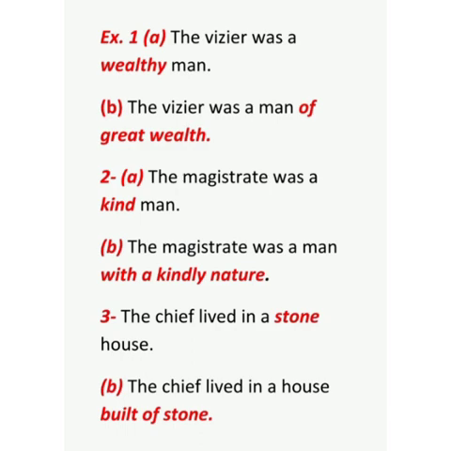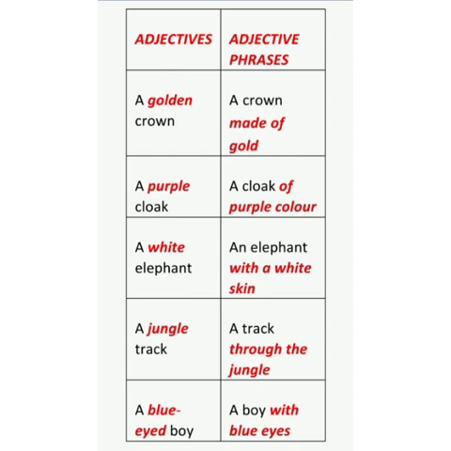Students, I would like to present a table. With the help of that table you can understand properly adjective and adjective phrases: a golden crown, and the next one, a crown made of gold; a purple clock, and the second, a clock of purple color. On the left side of the table, a white elephant; on the right side, an elephant with white skin. So students, I think with the help of this table you can understand properly what is an adjective and what is an adjective phrase.